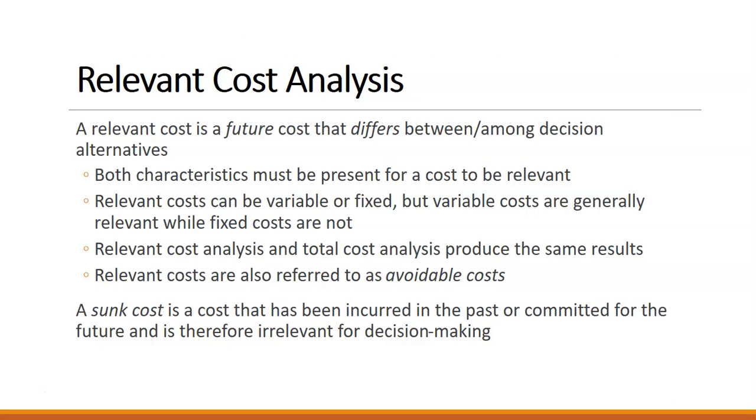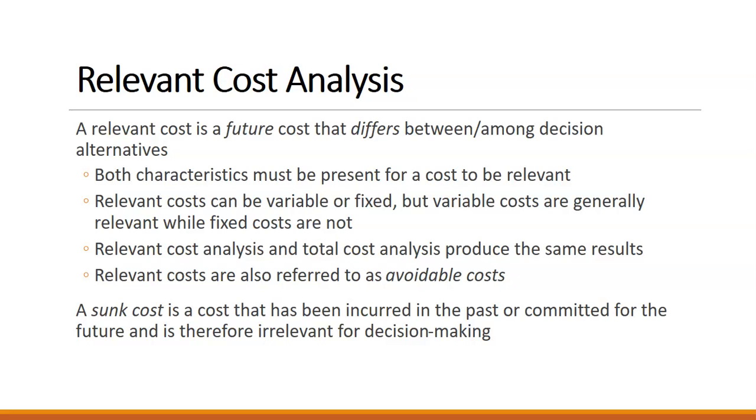So in relevant cost analysis, we're looking at a future cost that differs between or among decision alternatives. So relevant costs can be variable or fixed. Generally, variable costs are the ones that we're looking at. Relevant cost analysis and total cost analysis produce the same results. Relevant costs are also referred to as avoidable costs. They're also sometimes called incremental costs or difference costs.